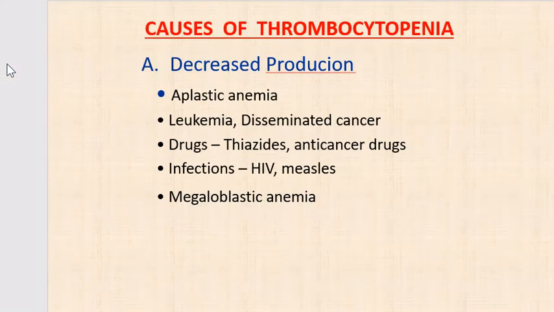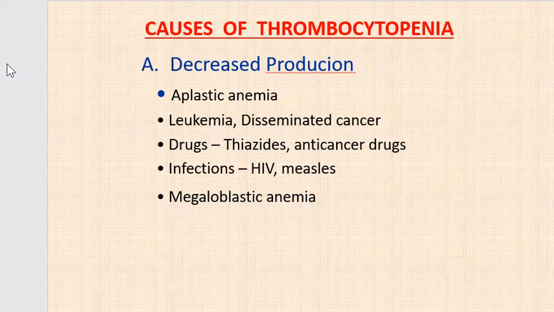Among the causes of thrombocytopenia, first of all, there may be decreased production of platelets from the bone marrow. The conditions in which there is decreased production of platelets from the bone marrow may be aplastic anemia, in which all the series developing in bone marrow are suppressed. That is the WBC series, RBC series, and platelet series. So it's one of the causes of thrombocytopenia.